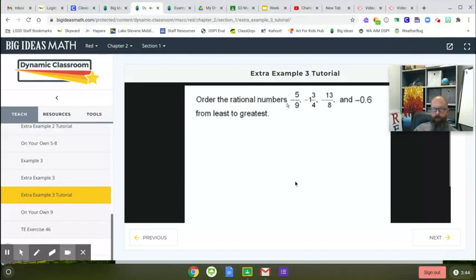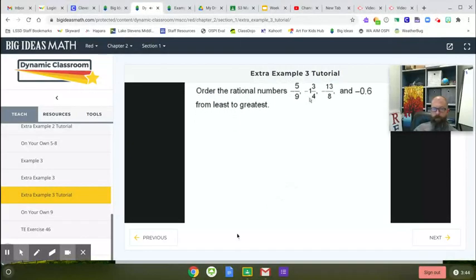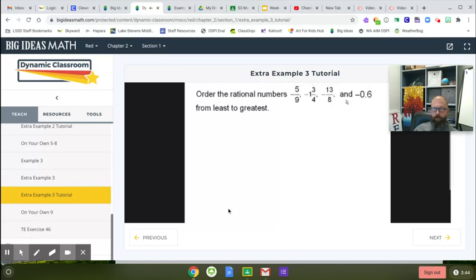To order these numbers, we need to either write all of them as decimals or write all of them as fractions. And in this case, we'll write them all as decimals. So first let's start with negative 5 ninths. To write negative 5 ninths as a decimal, we need to use division. So we have 5 divided by 9. Remember, we will use the negative sign in the answer at the end.